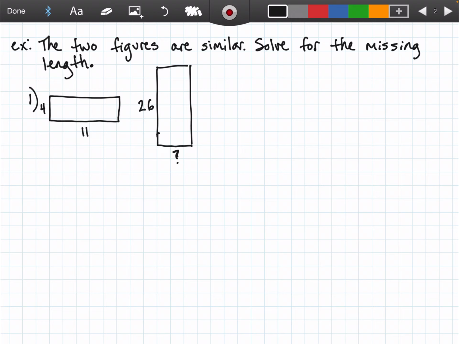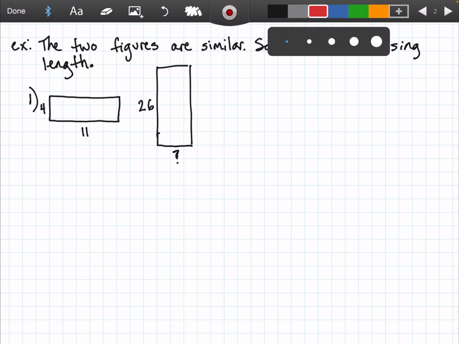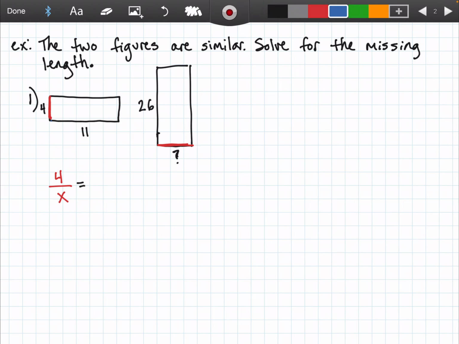All right, well, what we can do is I can line up my corresponding side lengths. And the way I can tell which ones are corresponding is because my shorter side of my rectangle over here has to be my shorter side of the rectangle over here. So I can say that is 4 over x. And because these are similar, I know that has to equal the longer side and the longer side. So that has to be 11 over 26.